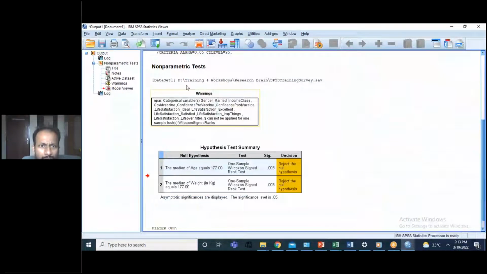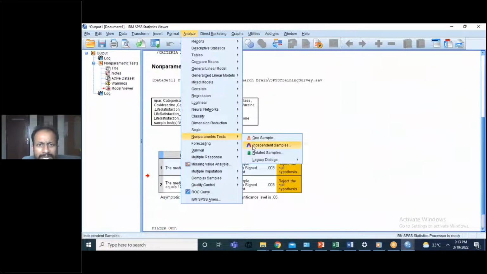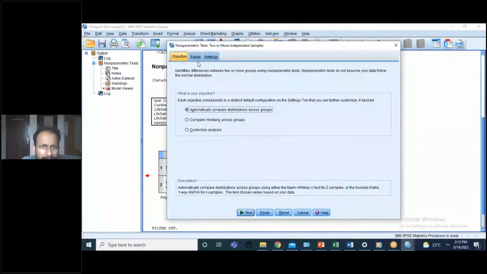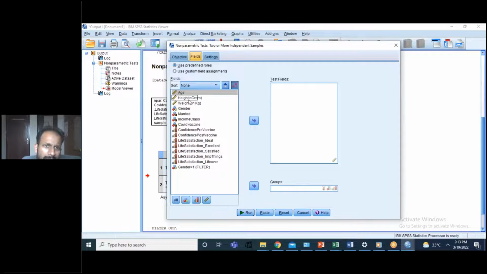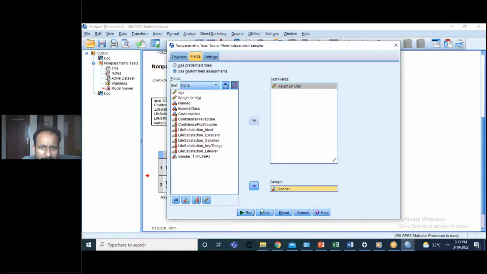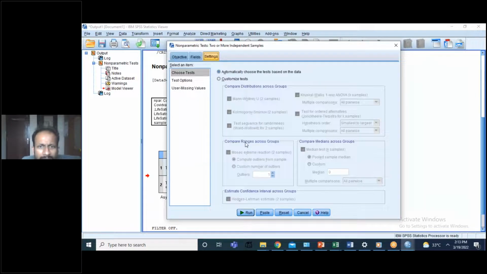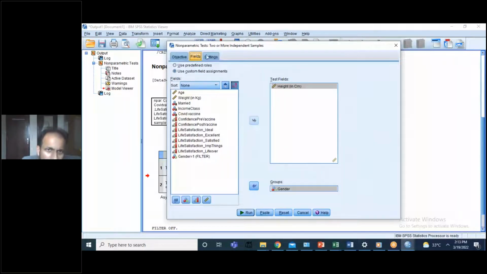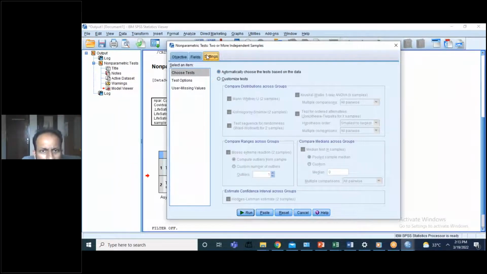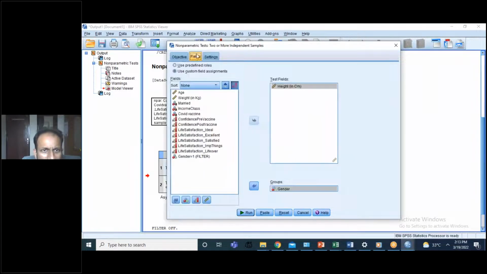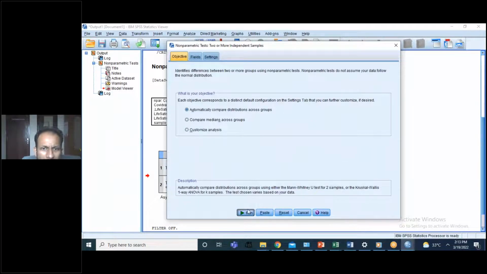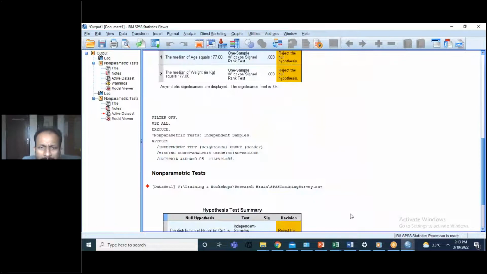And then I can also do other types of non-parametric tests, let's say the independent sample t-test. As you are aware, we compare the means across two groups. Let's say here the measure is height and the grouping is gender. I'm bringing it in, and choosing two or more independent samples. The test has already been selected, so I need not choose anything. Now just click on run. So now we have got the output.